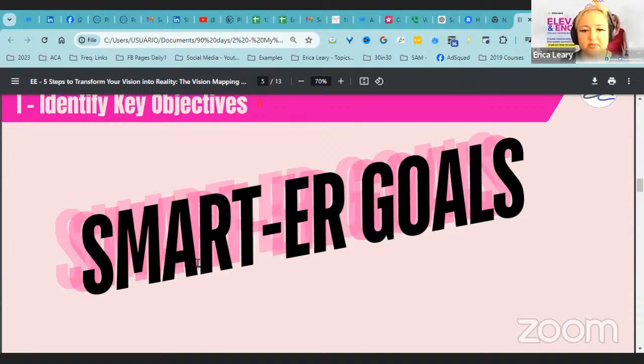Do something like that. So SMARTER goals: make them relevant, make them actionable, give yourself deadlines, so timely. Just make sure they're very specific and measurable, right? And then the E is evaluate. So you want to have a time period of when you evaluate.